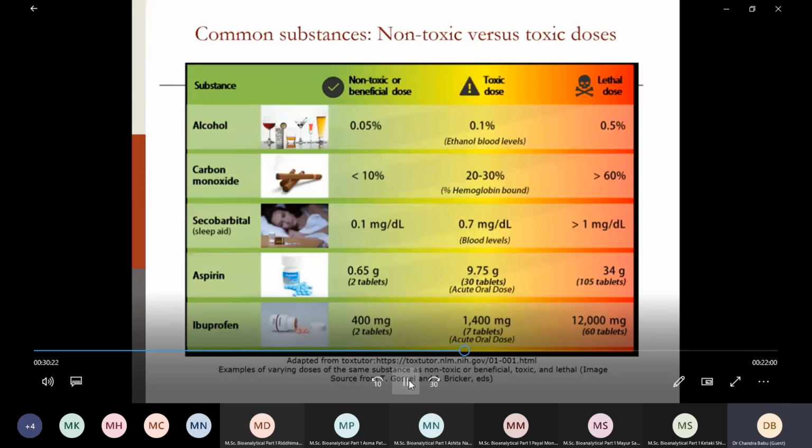The same thing would happen with carbon monoxide that is present in cigarette smoke. Less than 10% is considered non-toxic, but over 60% is a lethal dose. If we look lower in the table, we'll see aspirin and ibuprofen, which most of us have in our homes. And as you can see, the difference between the amount of tablets that we can ingest if we want a beneficial effect versus a lethal effect is when you consume 60 tablets, or 105 in the case of aspirin. You might think that that's not something that happens, and we hope it doesn't, but these will be the reference doses or concentrations to keep in mind.